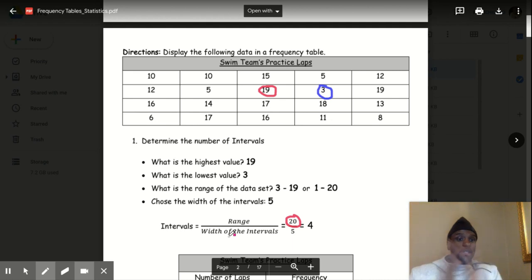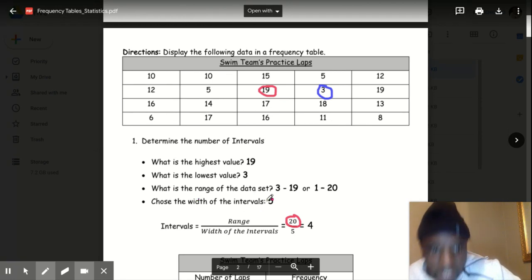How long do you want your intervals to be? I want to look at intervals of 5. What is the width you want your intervals to be? It says, what is the range? 1 to 20. Choose the width of your intervals.